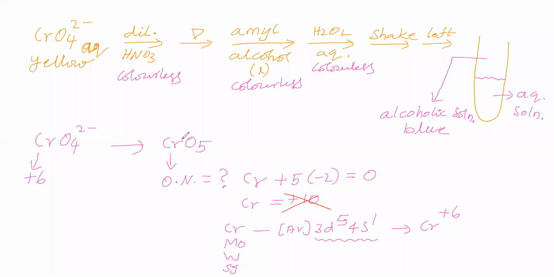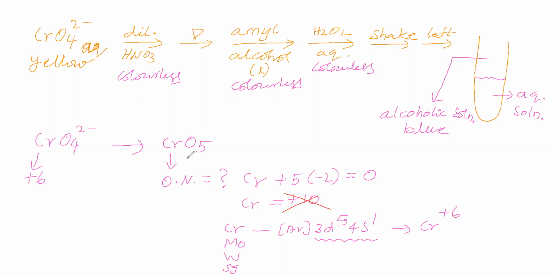Then some of the oxygens are having some other oxidation number. What is the possibility? That possibility is minus 1. Why is it so? Because we added hydrogen peroxide. Since we added hydrogen peroxide, here this oxygen may have minus 1 oxidation number.